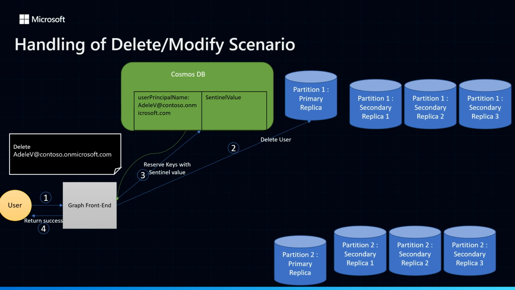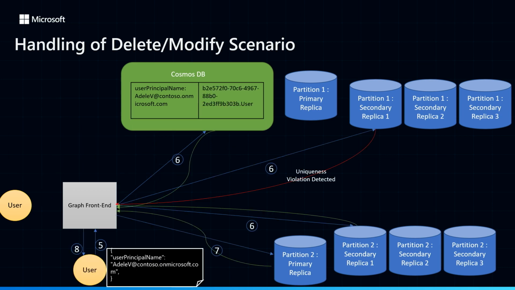Now let's see what happens in the delete and modify scenario. A delete request for this user comes to Graph Frontend. Graph Frontend makes a request to the primary replica to delete the keys, but after that it makes a reserve key request with the sentinel value to Cosmos DB, and then it returns back the result to the user. Now, using the sentinel value allows us to use this value again for a subsequent caller.